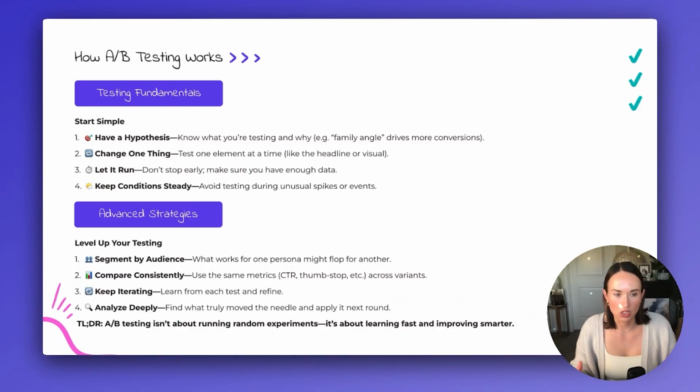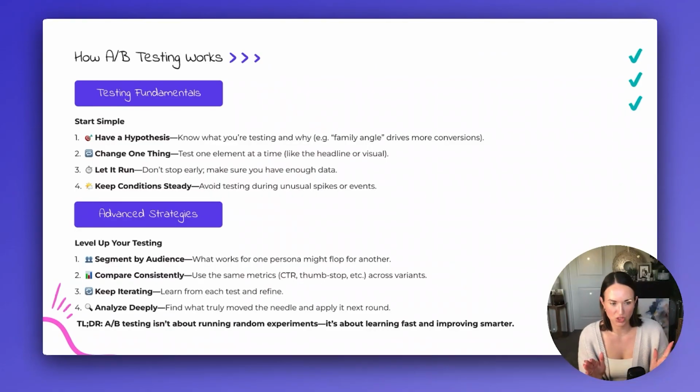3, let it run. Don't stop early. Make sure you have enough data. This is still best practice. Give it enough time, give it enough spend in order to make sure that it's given a fair shot. Every brand is going to be different based on their budget, the way they test. Let it run. Don't just launch it and in the first hour shut it off. You got to give it a chance. And then 4, keep conditions steady. Avoid testing during unusual spikes or events.